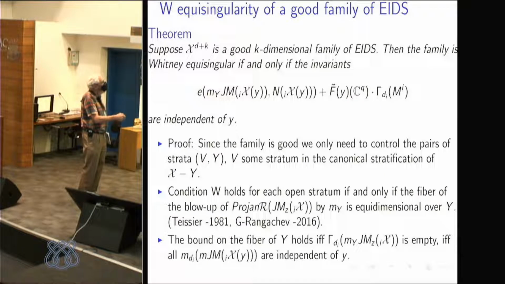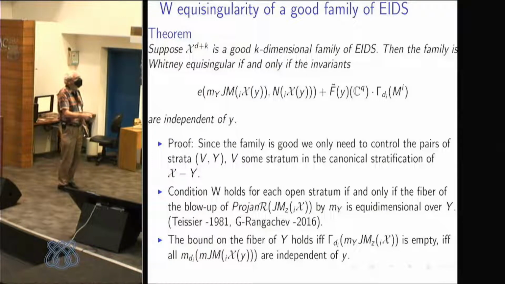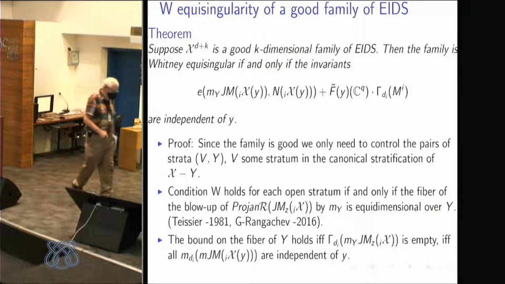The bound in the Y holds if and only if this is empty. That is clear, because the only way this can be empty is if there just isn't enough of the fiber of Y over Y to be hit with the hyperplanes we need. So it has to be bounded then. Now what I want to show is why it is that if these are independent of Y, then this polar curve is empty. That's what I want to do next on the board.